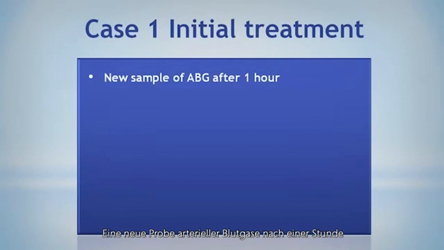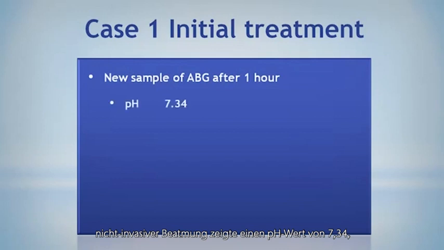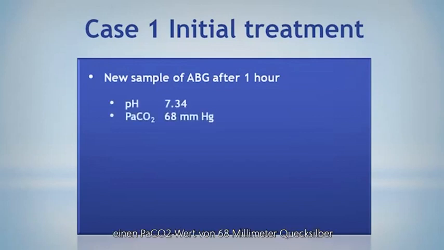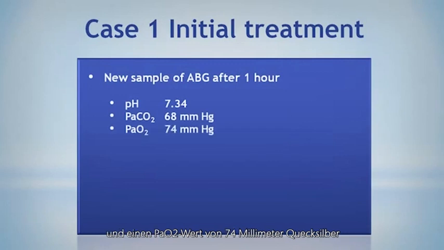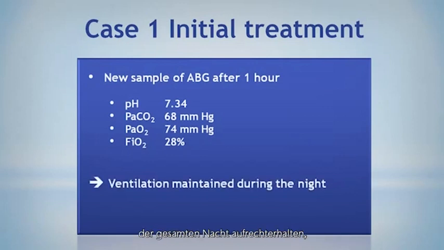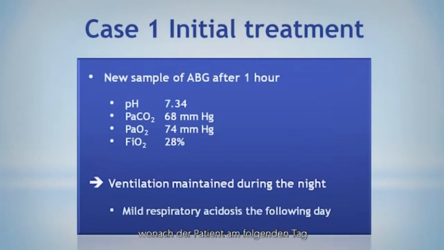A new sample of arterial blood gases after 1 hour of non-invasive ventilation showed a pH of 7.34, a PCO2 of 68 millimeters of mercury, and a PaO2 of 74 millimeters of mercury, with an inspired oxygen fraction of 28%. The ventilation was maintained during the entire night, the patient remaining the following day with mild respiratory acidosis. We then downloaded the information contained in the ventilator.